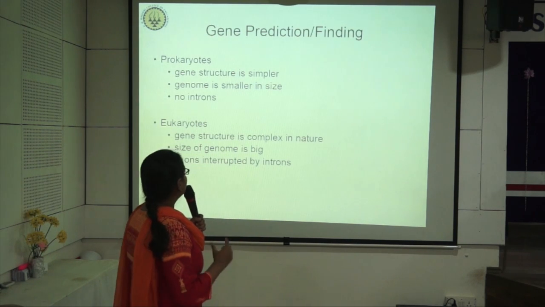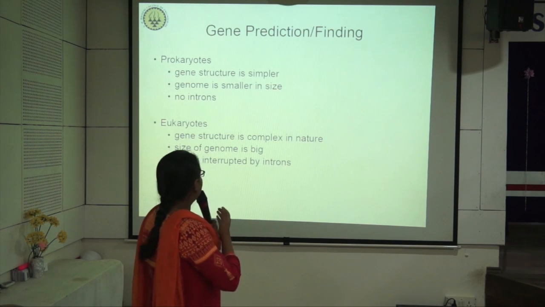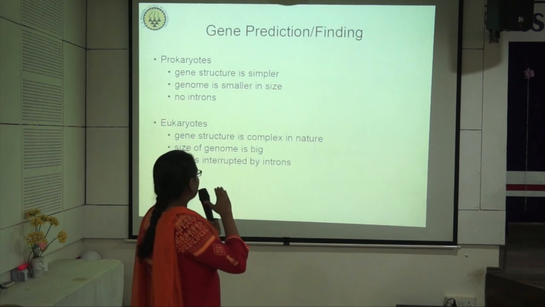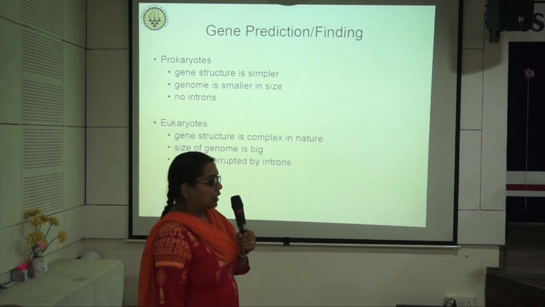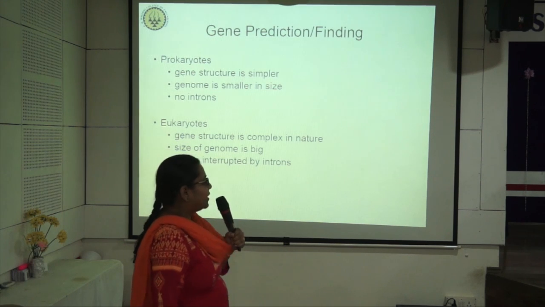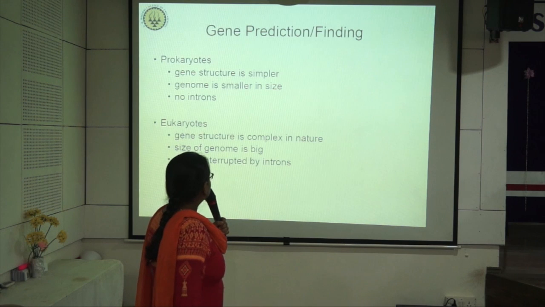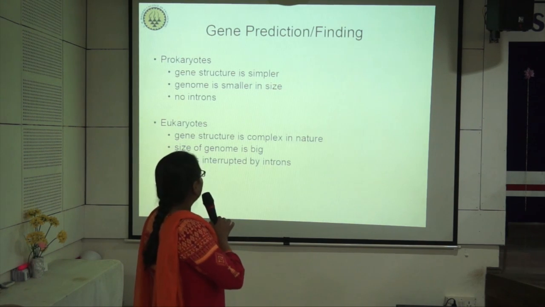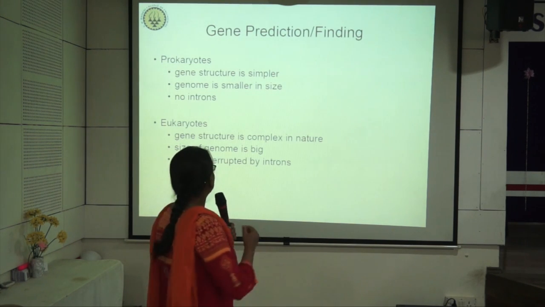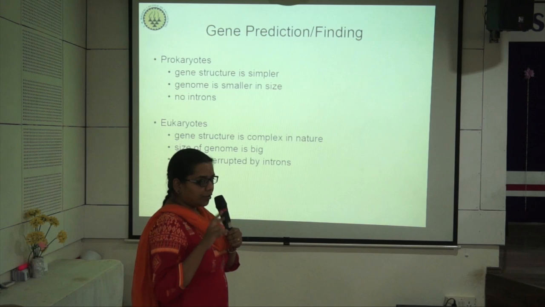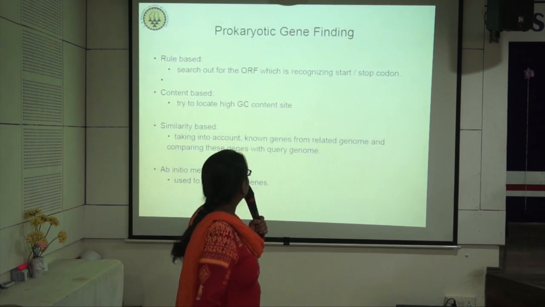Next is gene prediction, or gene finding. As we know, there are 2 types of organisms: prokaryote and eukaryote. In prokaryotes, the gene structure is simpler and smaller in size, and the genome is smaller compared to the eukaryote. Cotton is a eukaryote. In prokaryotes there are no introns, but when we talk about eukaryotes, and human beings are also eukaryotes, exons are interrupted by introns. Why exons, why introns, all these things will get clear in the next few slides.